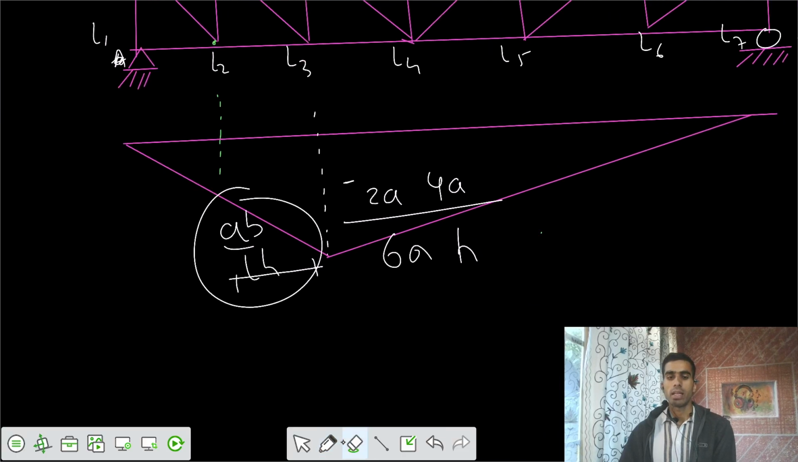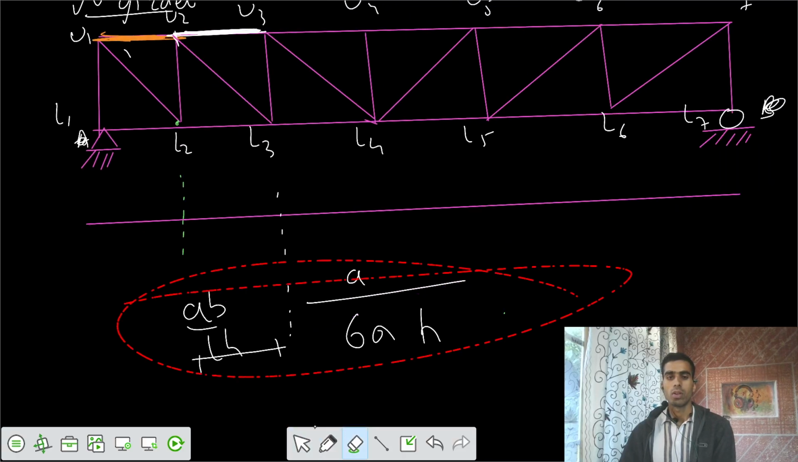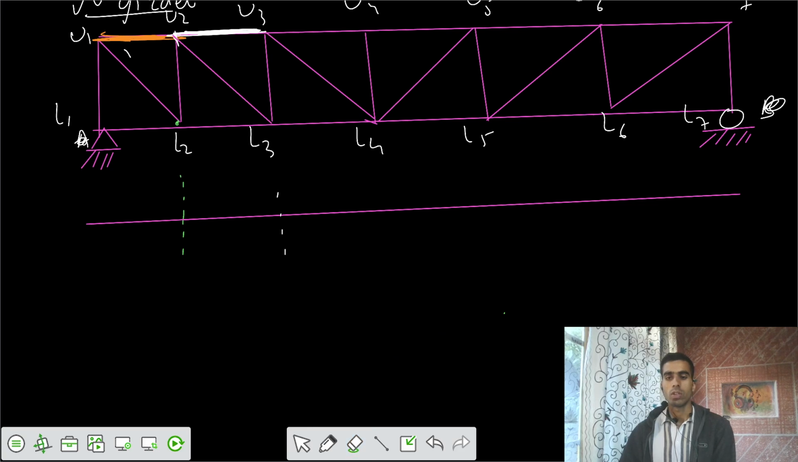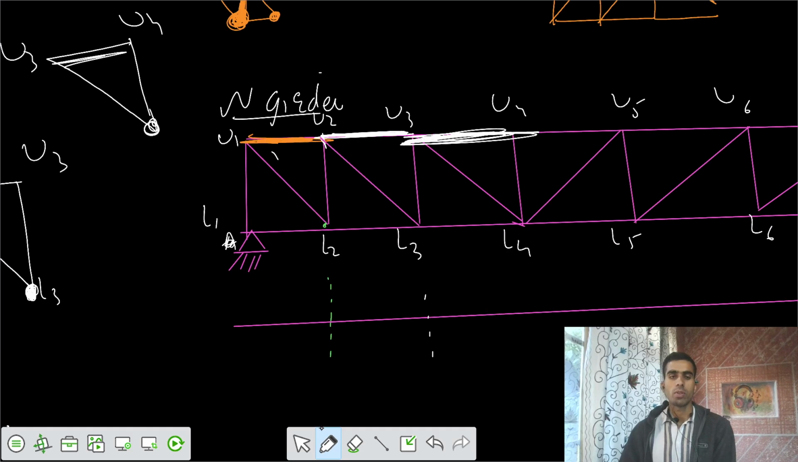Let's take the third one, that's U3, U4. Its triangle is this one, U2, U3, U3, U4. Its opposite joint is here.